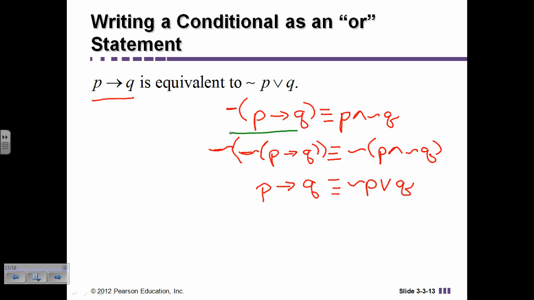So again, this is what we did. We started off with a fact that we already know. We just proved on the previous slide that the negation of P implies Q is the same thing as P and not Q. Then if I negate both sides, I end up with P implies Q on the left, and on the right-hand side, using De Morgan's law, I end up with not P or Q. So what I've shown is that P implies Q is equivalent to not P or Q.